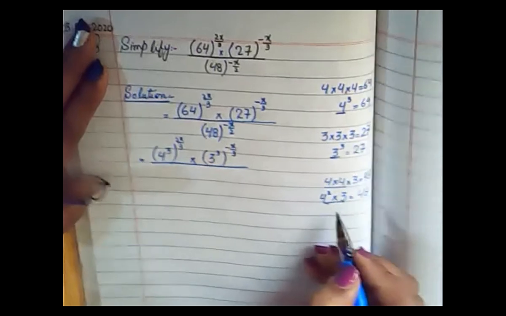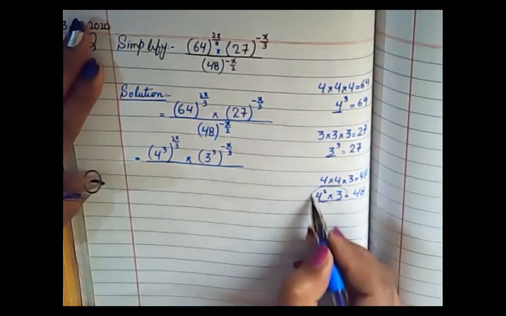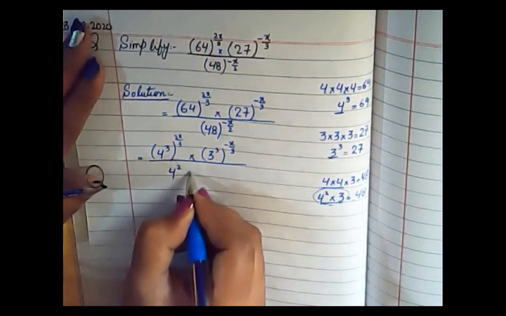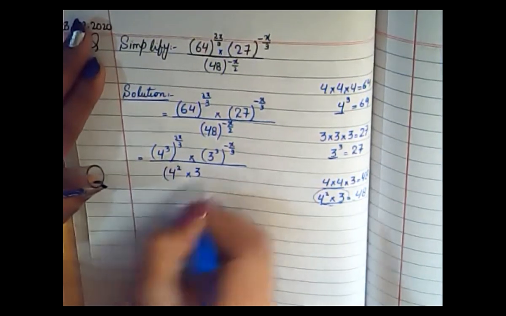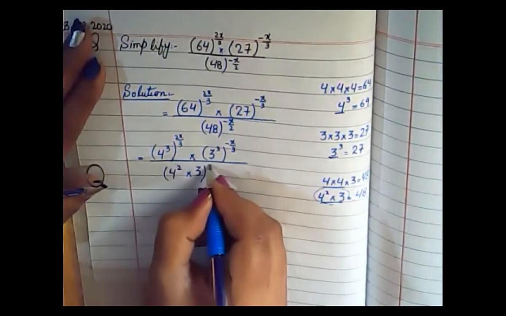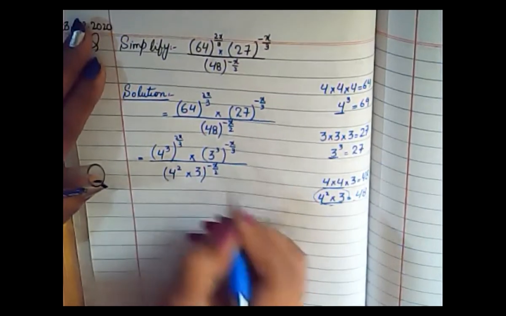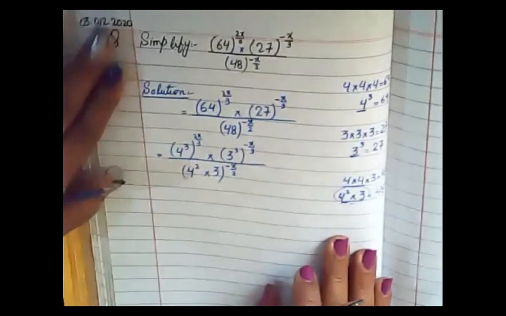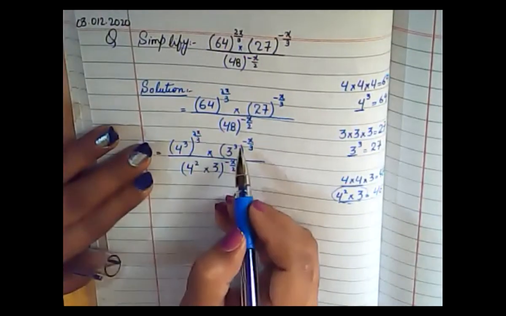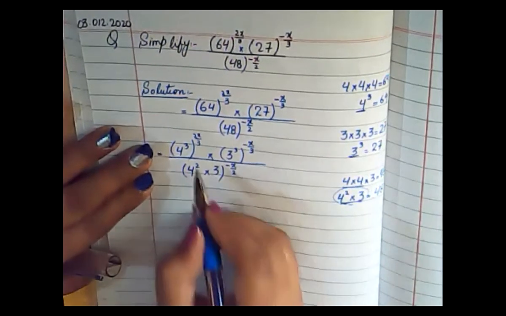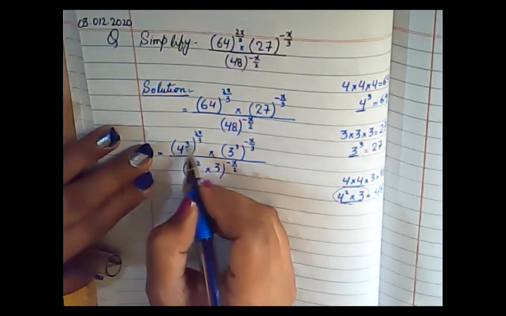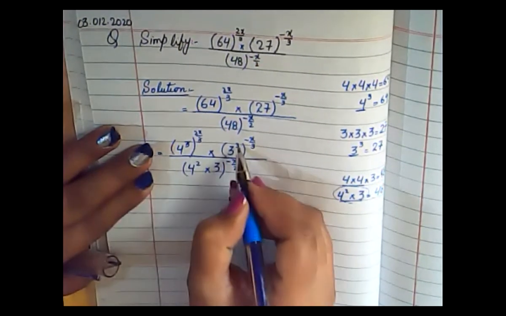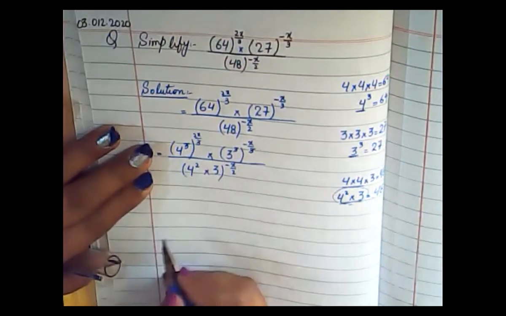Then divided by 48. So I'm going to break this 48 in this way. I'm going to write 4 square multiplied by 3, and it has whole power minus x upon 2. Understand? Clear? Now as you can see here, power of the power. When you have power of the power, you will cancel this with this one. So this 3 will be cancelled with this 3, and this 3 with this 3.